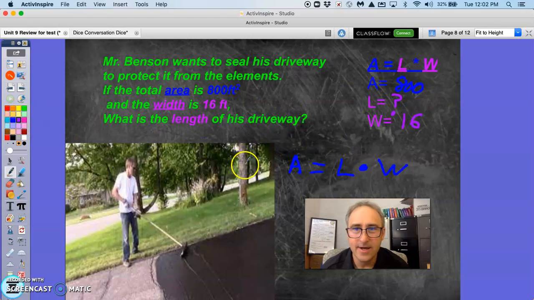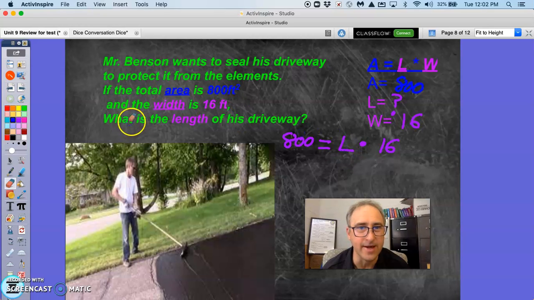I see that A equals 800. So where the A is, I'm going to write an 800 equals. My L is a question mark, so I'm just going to leave it as an L. And my W is a 16, so I'm going to write a 16. See how I've written it over this? I can erase the old information just so that it's not confusing as we do this problem. Now we're going to work backwards. Remember, when I have a letter here that I'm looking for, and I am, it says, what is the length? So that's the question. I need to work backwards.